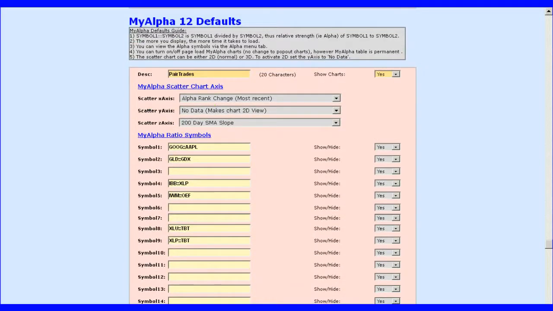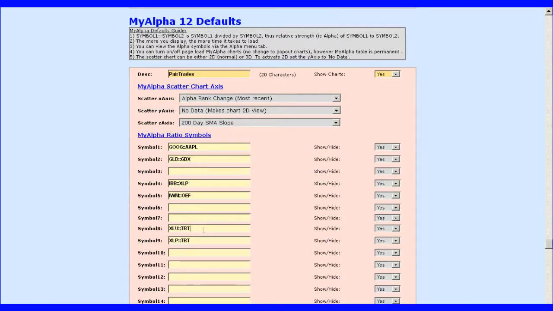Where are we? Oh, here we are. I've got my pair trade examples. I've loaded in the Google to Apple ratio, gold to GDX. Now, gold to GDX was a trade recently made public by Hugh Henry, a successful hedge fund manager. We've got biotechnologies versus staples. Here we've got IWM, which is the Russell 2000 ETF, and OEF, which is the S&P 100 ETF. And here we have utilities versus TBT.